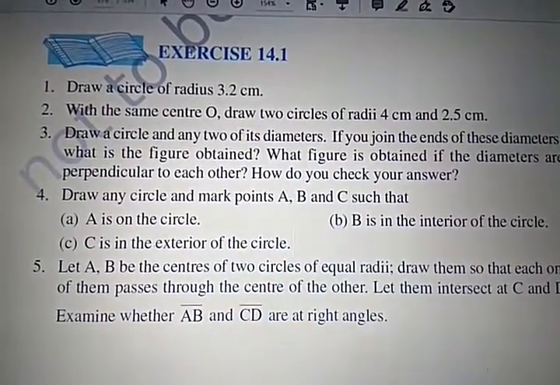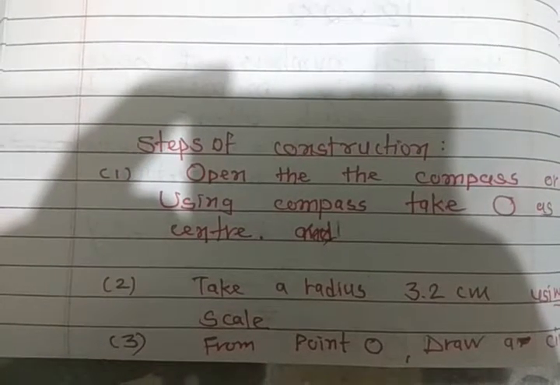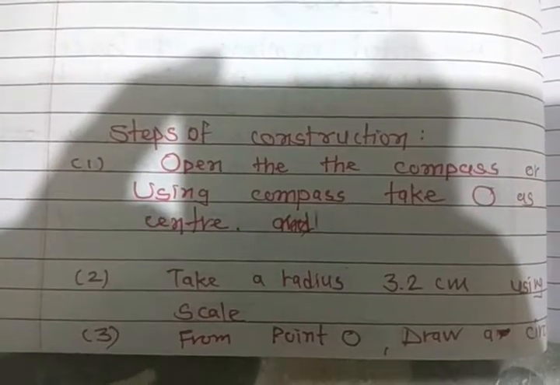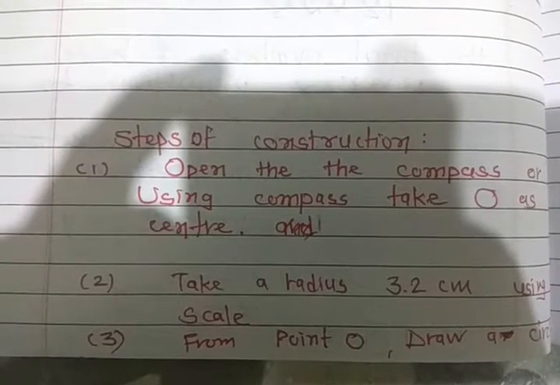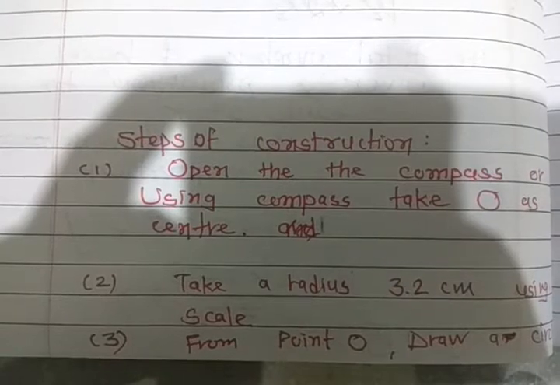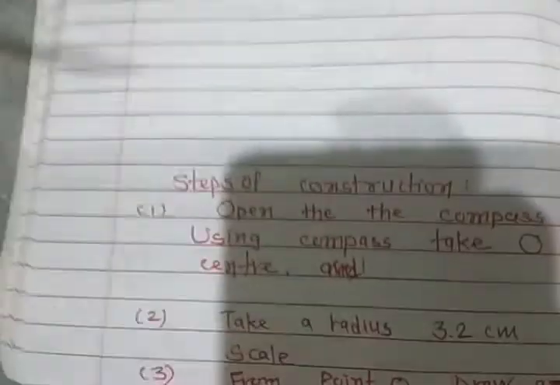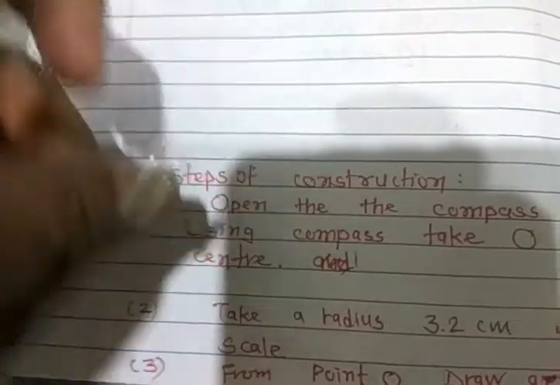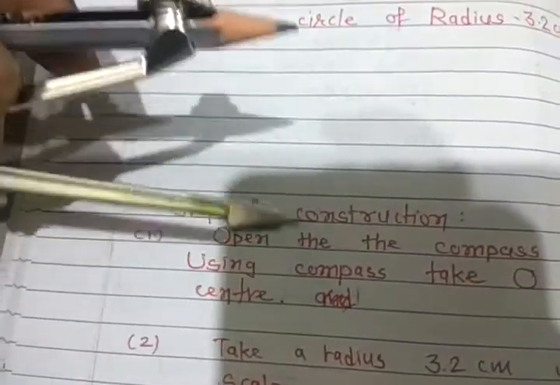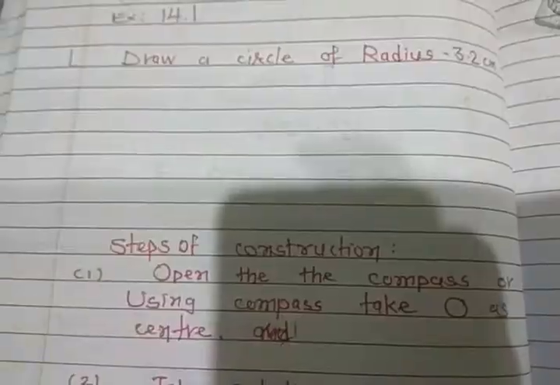Okay, so let's begin with question number 1. Draw a circle of radius 3.2 centimeter. So dear students, we write the steps as well as draw the construction. Step number 1, open the compass, means take the compass, right? Open the compass, like this way. This is closed, and now this is open. Using the compass, take O as the center, like this way, right?